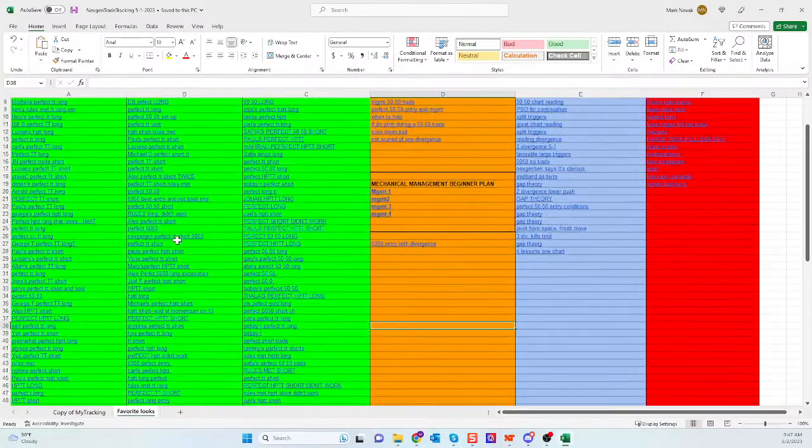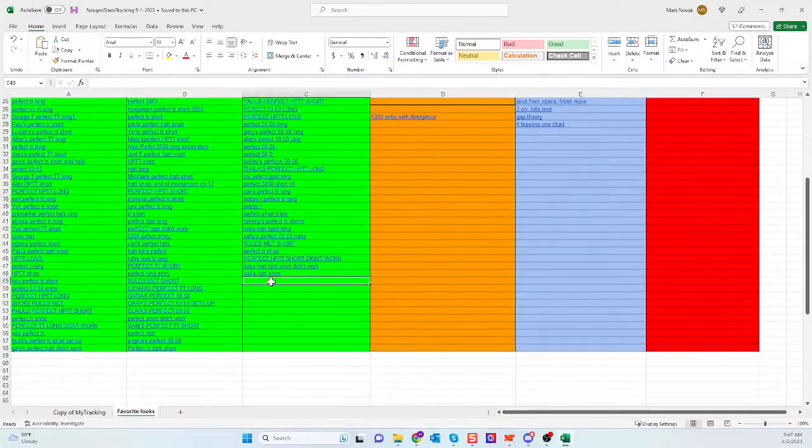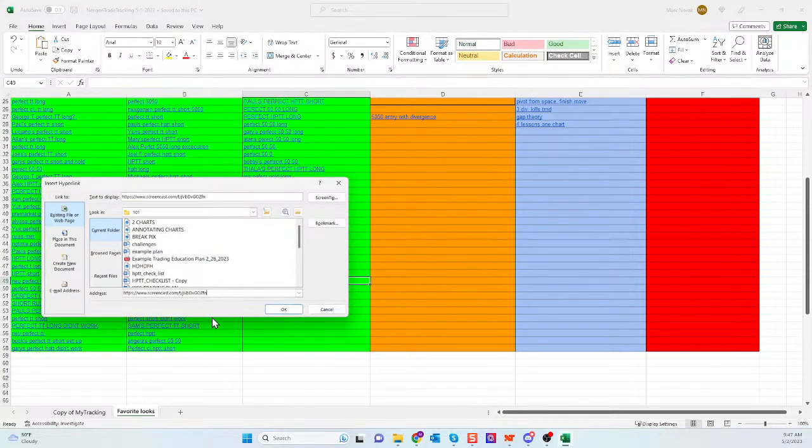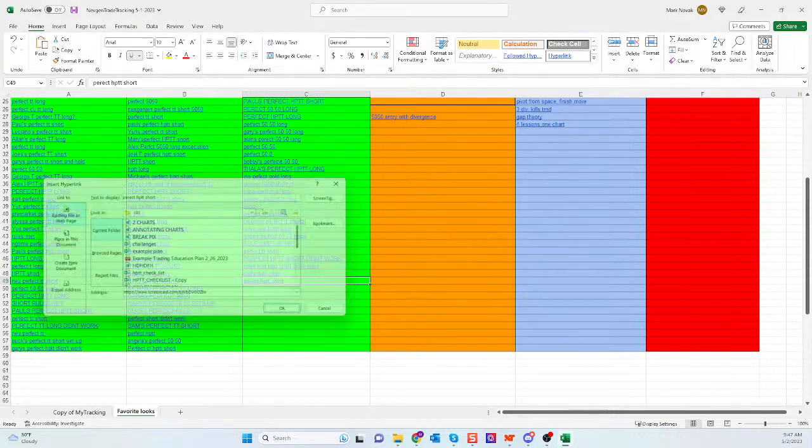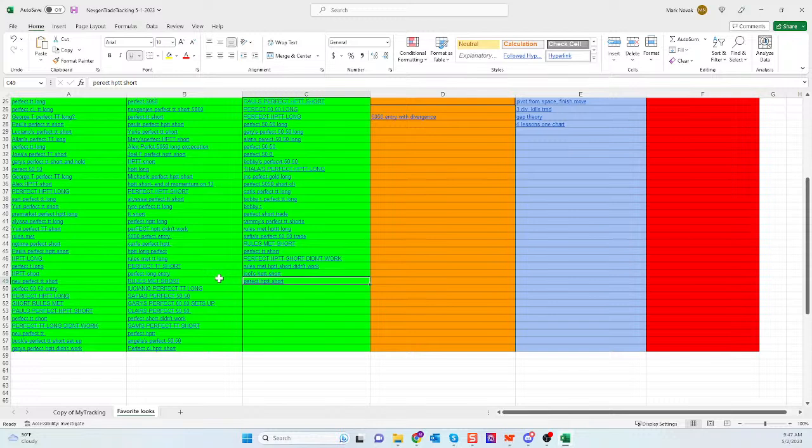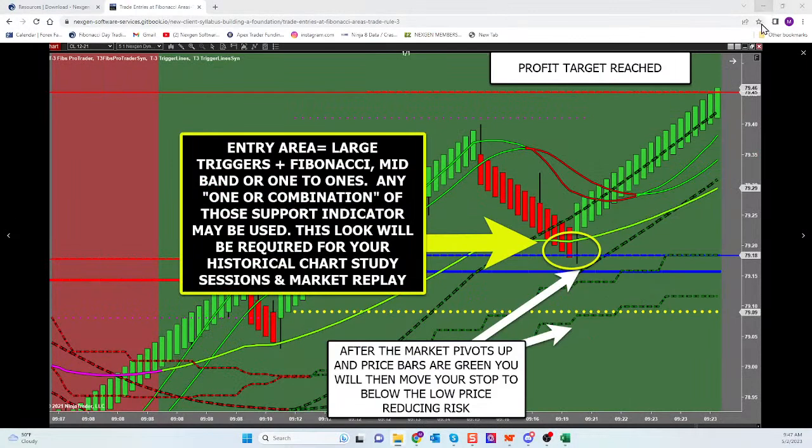And I'm still going to take that favorite look, guys, and I'm going to come to my second page. And I'm going to insert that link. And I'm going to create a hyperlink, and I'm going to call it perfect high probability trade short. And I'm creating a database that I can go back and study these looks over and over and over again so I can develop confidence in the look, so I can develop trust in the look. And guys, this is your first 30 days. Your first 30 days is focused on nothing more than entries.